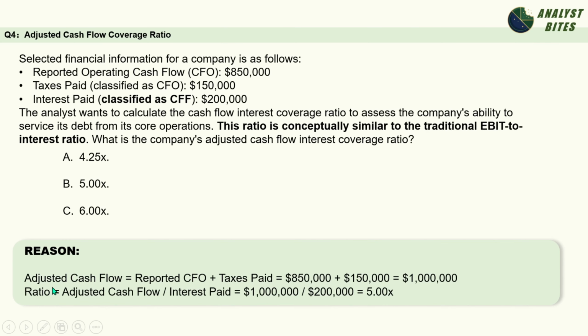The numerator: take CFO and add back only the taxes paid. The denominator: use the interest paid. The formula is CFO plus tax paid, divided by interest paid. That leads us to choice B. The takeaway: only add back what was actually deducted. If it wasn't deducted from the start, leave it alone.